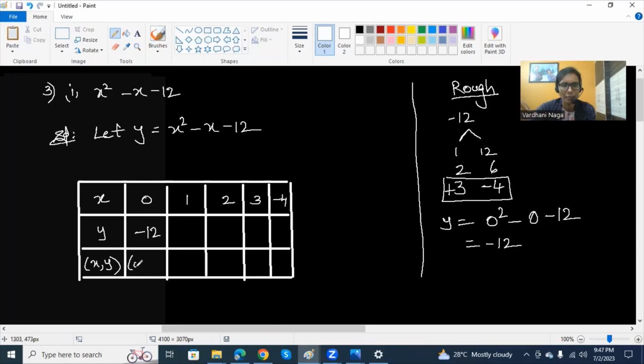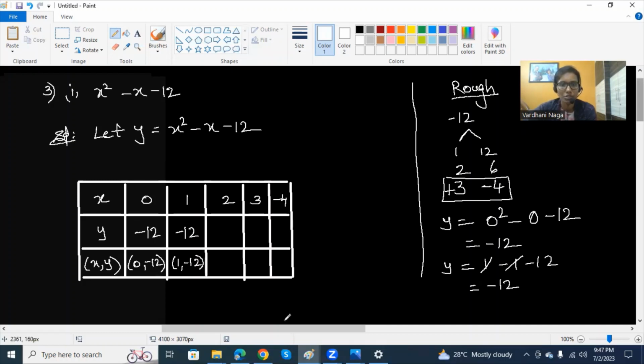So what is the ordered pair? 0 comma minus 12. Next, now put x place 1. So 1 square is 1, minus 1, minus 12. 1 minus 1 get cancelled. So the answer is minus 12 again. So 1 comma minus 12 is one more ordered pair.